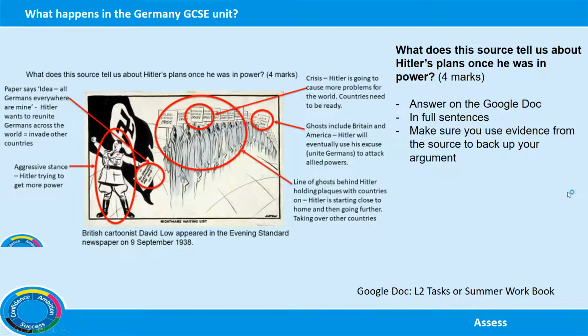So your final task in this session is to answer the 4-mark question. You can do this on the Google Doc, or you can do this in your summer workbook. But what does the source tell us about Hitler's plans once he was in power? Make sure you're doing this in full sentences. Please make sure that you use evidence from the source to back up your argument. So you must mention what you can see in the source. So this is your final task.